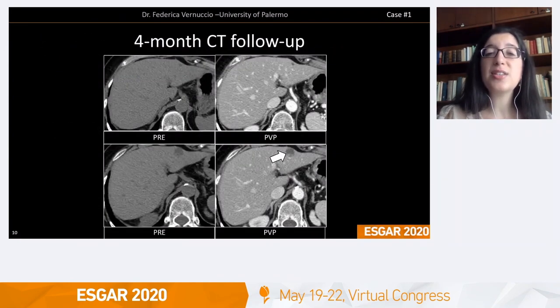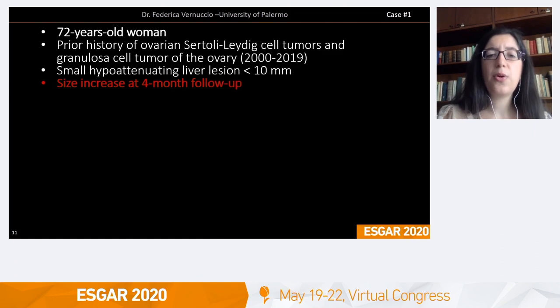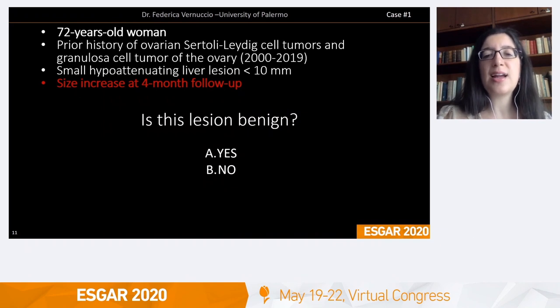However, this patient underwent a 4-month CT follow-up. You can see on the top row the baseline CT images on pre-contrast and portal venous phase, and on the bottom row, the pre-contrast and portal venous phase of the 4-month CT follow-up. As indicated by the arrow, we can see that the lesion has increased in size. And I want to ask you, do you think that this lesion is benign? If yes, please go to the chat and answer A. If you don't think this lesion is benign, please go to the chat and write B. I will give you 15 seconds to answer this question.